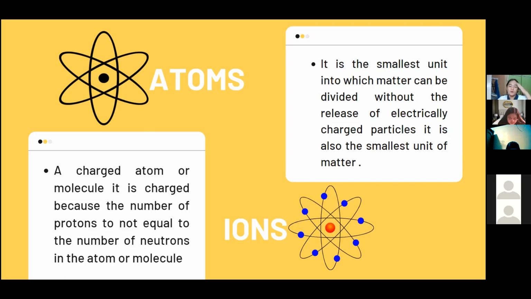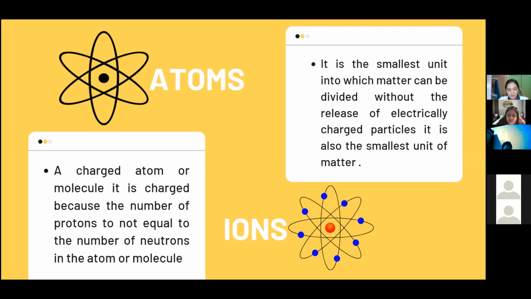So, there are 109 different types of atoms. Every element has its own different atoms. Atoms are the smallest unit into which matter can be divided without the release of electrically charged particles. It is also the smallest unit of matter.